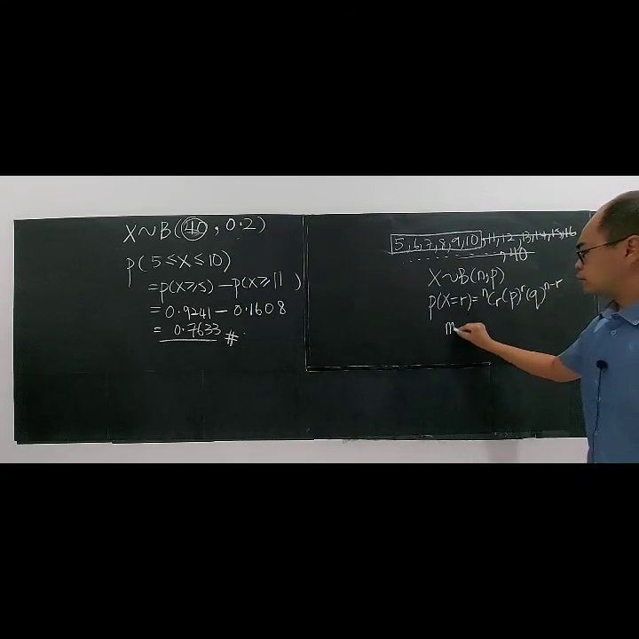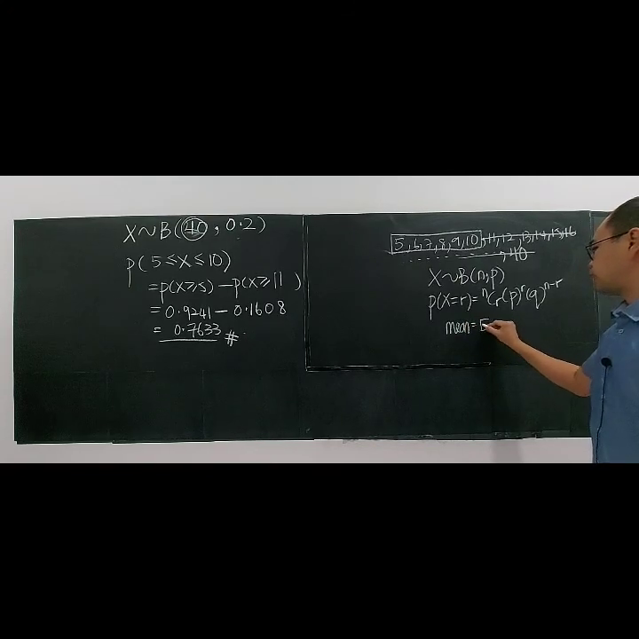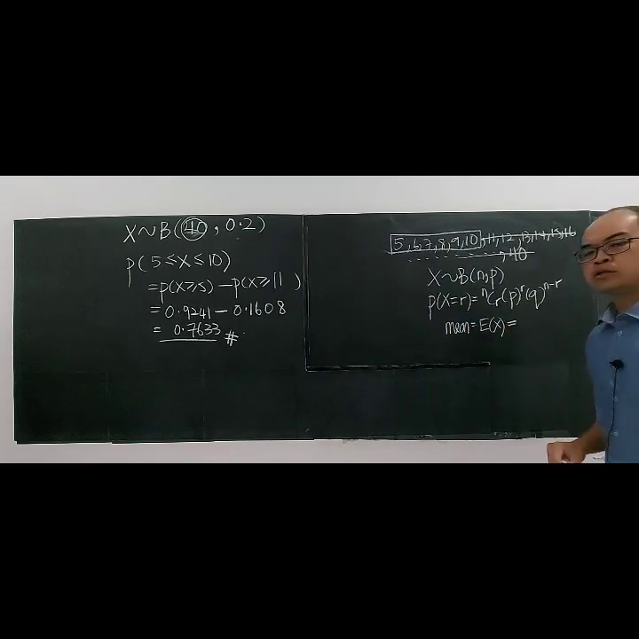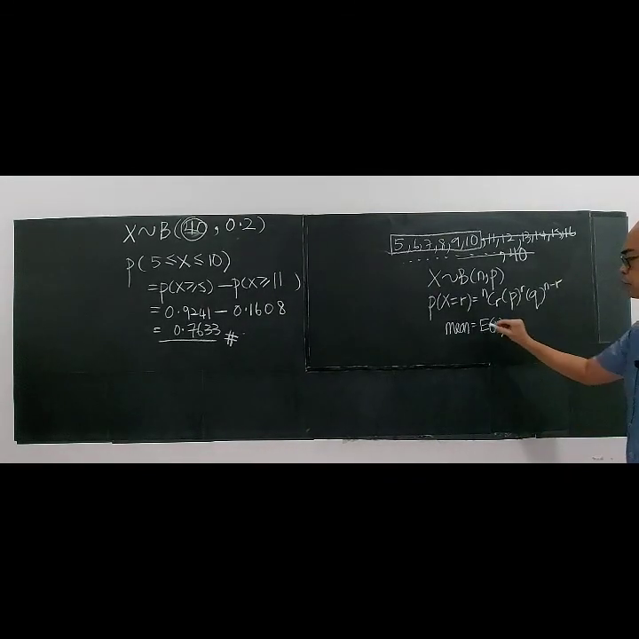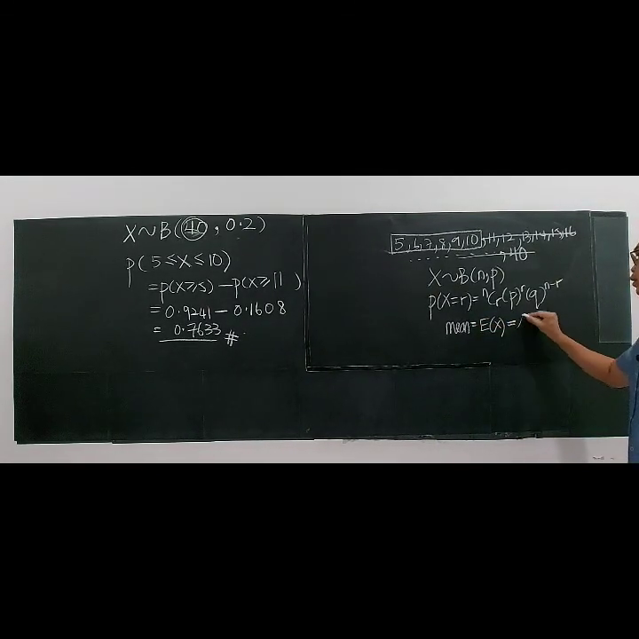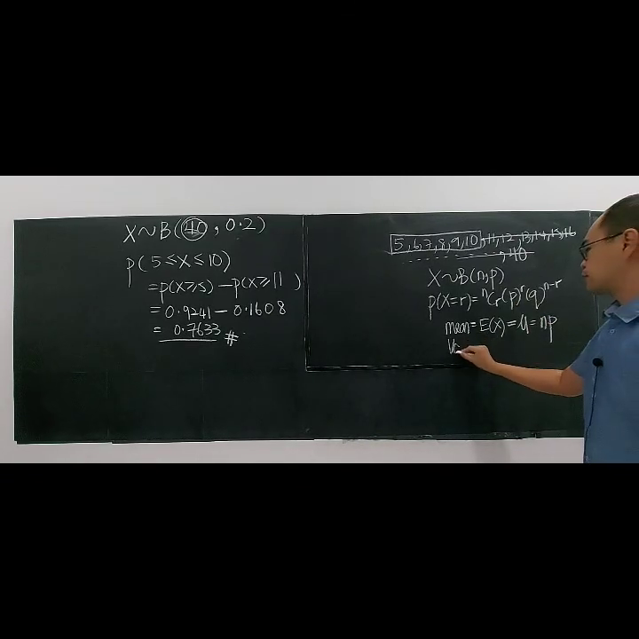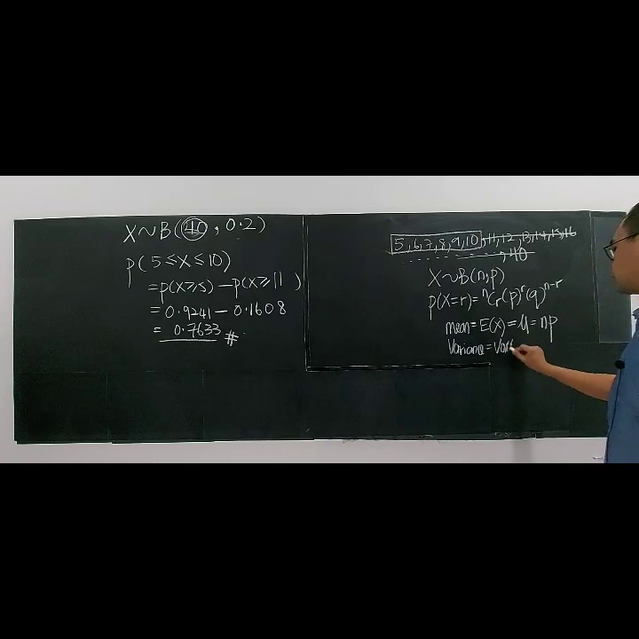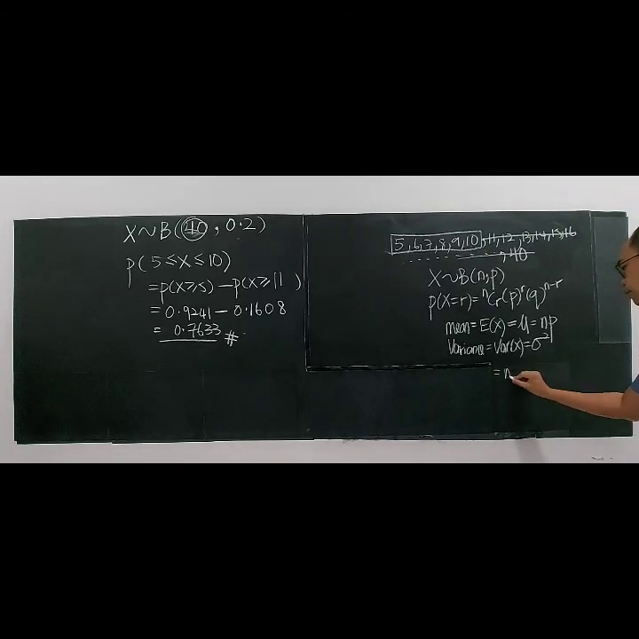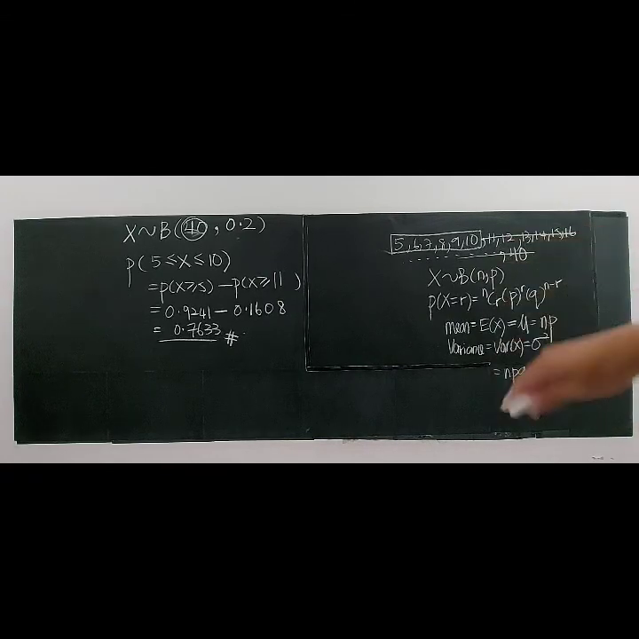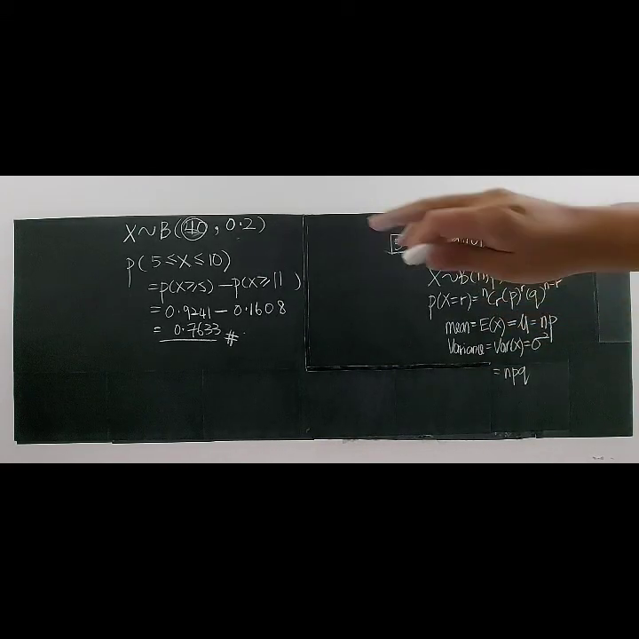So what is the mean? Mean, sometimes we also refer to it as the expected value, right? I have discussed this during video 1 and 2. So the mean is np. You just take the n, multiply the p. The variance, also known as sigma square, the formula will be npq. So, very important, you can jot down beside this example.